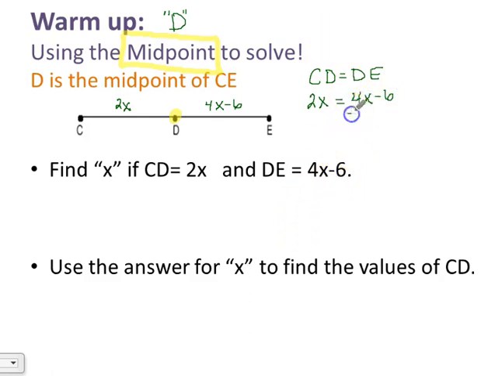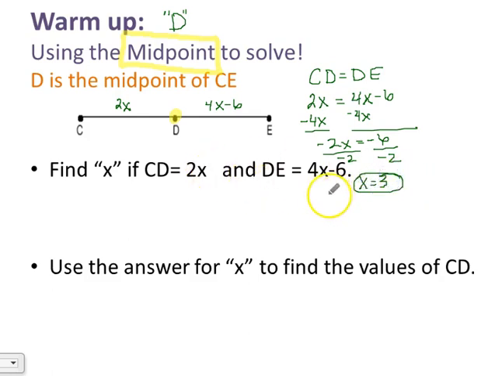So I want to get all my x's on one side, so I'm going to subtract 4x from both sides. That gives me 2x equals negative 6. What's my last step? Divide each side by negative 2. We're going to divide negative 6 by negative 2. So negative 6 divided by negative 2 is 3. So x equals 3. So we solved for x.